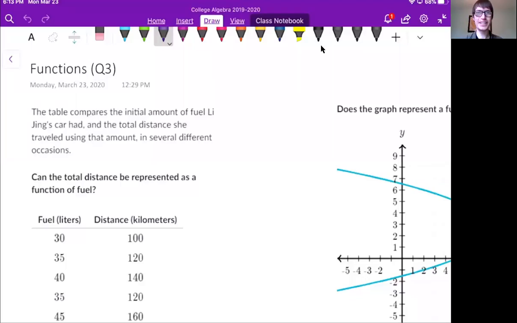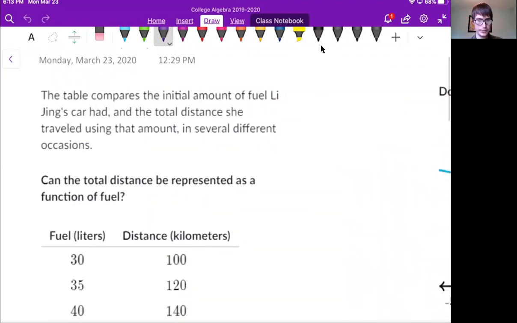All right, let's look at the second section of functions. So this first problem says this table compares the initial amount of fuel Li Jing's car had and the total distance she traveled using that amount on several different occasions. Can the total distance be represented as a function of fuel?